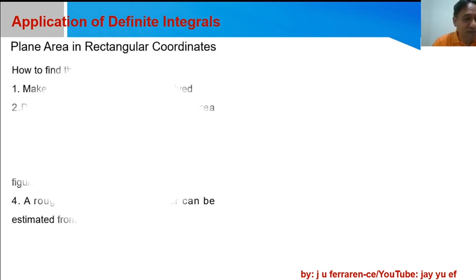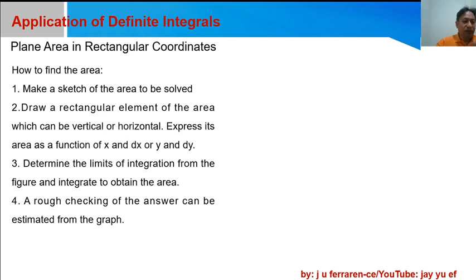So I will be sharing on how to solve problems in application of a definite integral wherein we have a plane area and rectangular coordinates. Now, how to solve the area of a region bounded by a curve. First, we have to make a sketch of the area to be solved.